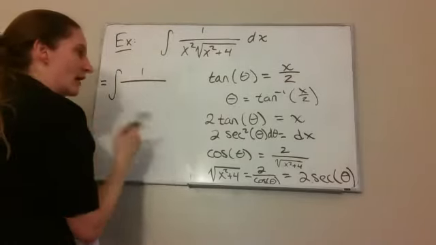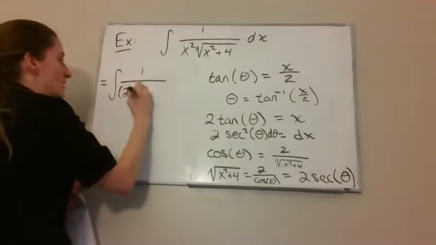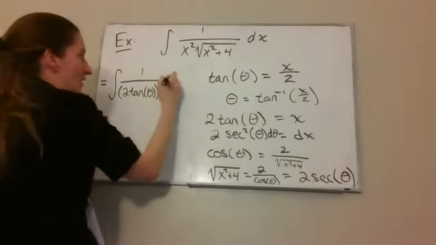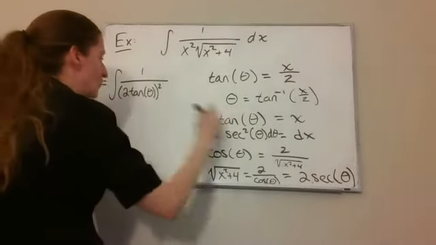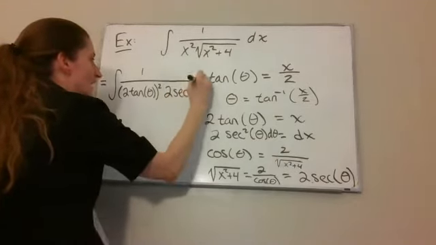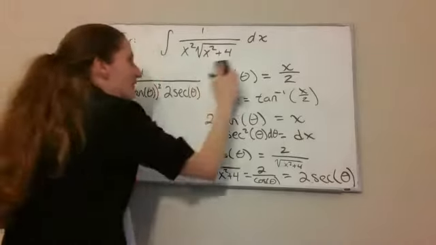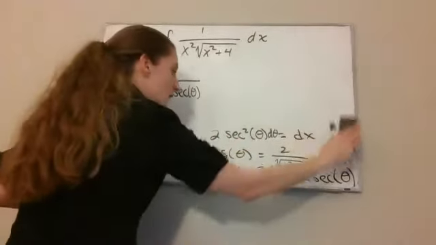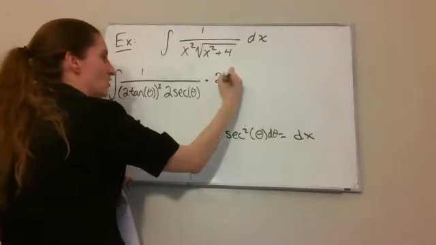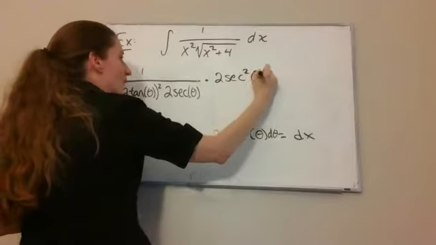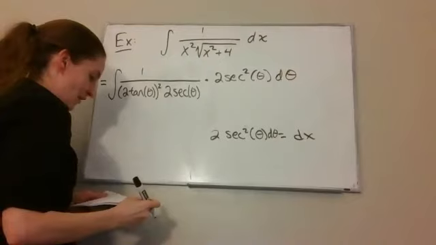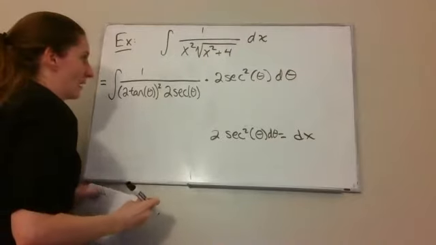My x squared would be 2 tangent of theta squared. And then I have a square root, so that's 2 secant theta. And then I just have to plug in my dx. So there's my dx. dx was 2 secant squared of theta d theta. And now we're ready to simplify as much as we possibly can.